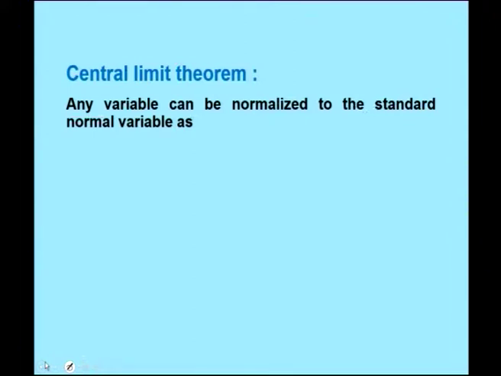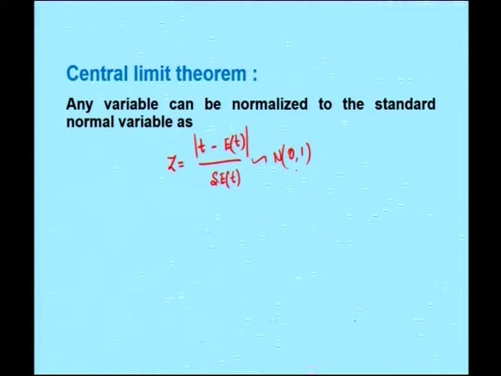Central limit theorem has already been discussed in Statistical Methods 1. The ultimate conclusion of the central limit theorem is that any variable can be normalized to the standard normal variable as z is equal to the statistic t minus its average, divided by the standard deviation of that statistic. The standard deviation is the standard error of the statistic, and this has to be taken in modulus. This is the normalization, and it follows a standard normal distribution with mean 0 and standard deviation 1.